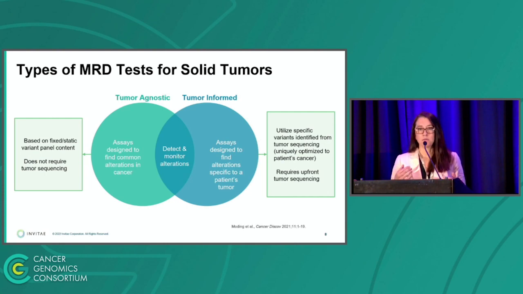So there are advantages and disadvantages, right? So the tumor agnostic has the advantage of not requiring tissue, which can of course be a problem when you're trying to track that down or there isn't enough of it. But tumor informed typically has the advantage of higher sensitivity.